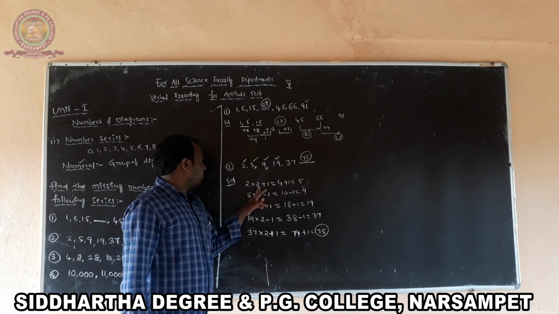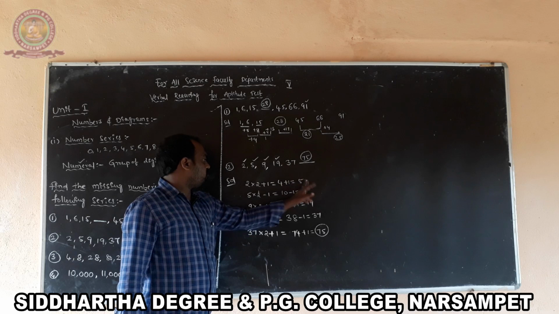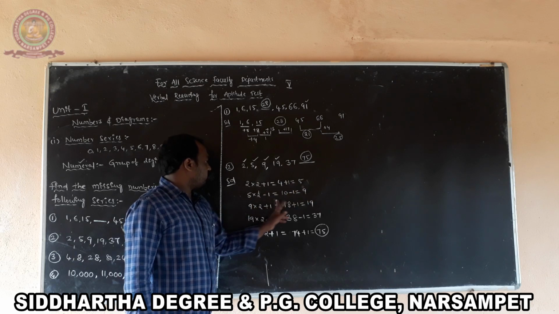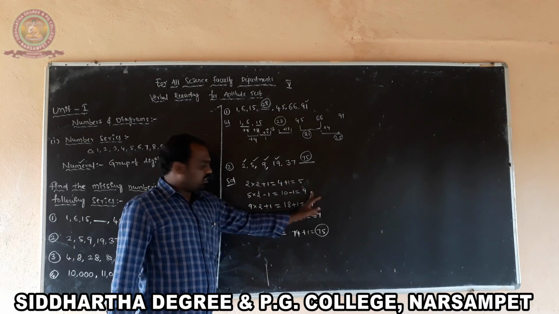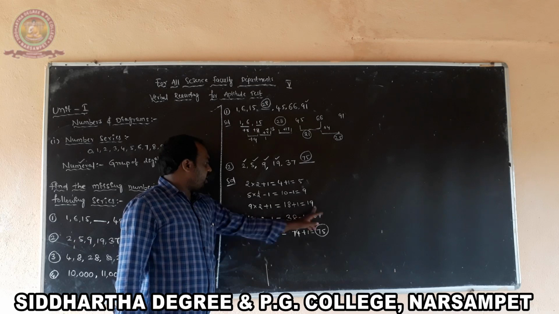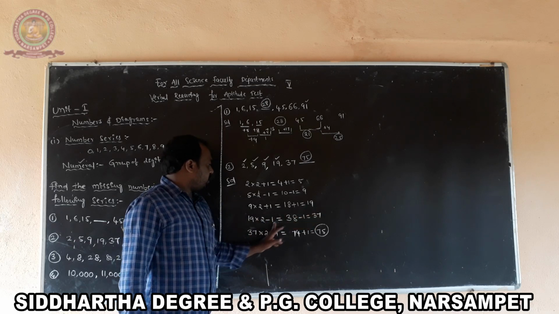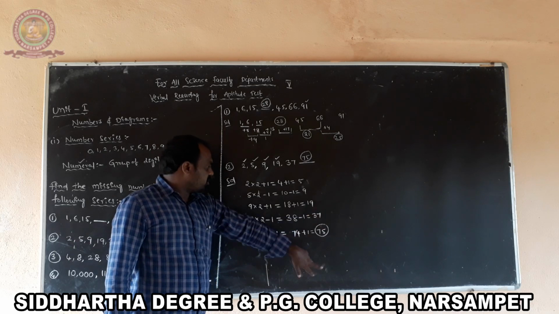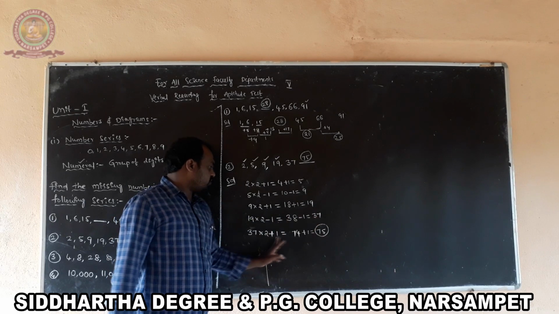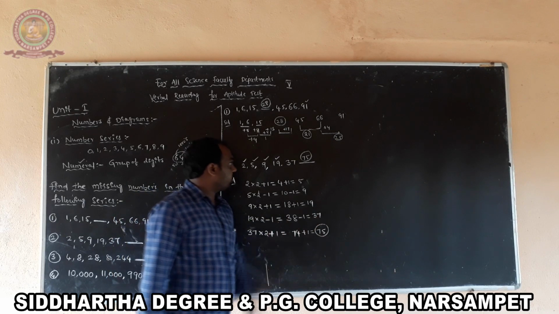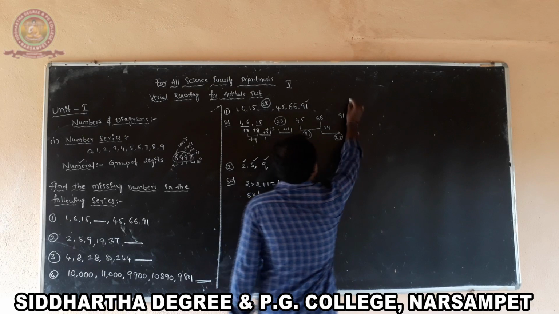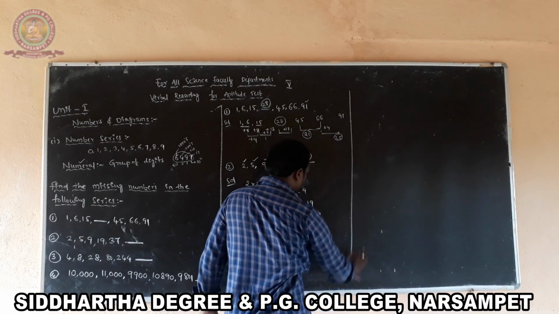So the solution is 2 into 2 plus 1, that is 4 plus 1, 5. 5 into 2 minus 1, that is 10 minus 1, 9. 9 into 2 plus 1, that is 19. 19 into 2 minus 1, that is 37. The next term is 37 into 2 plus 1, that is 75. So that is question number 2.